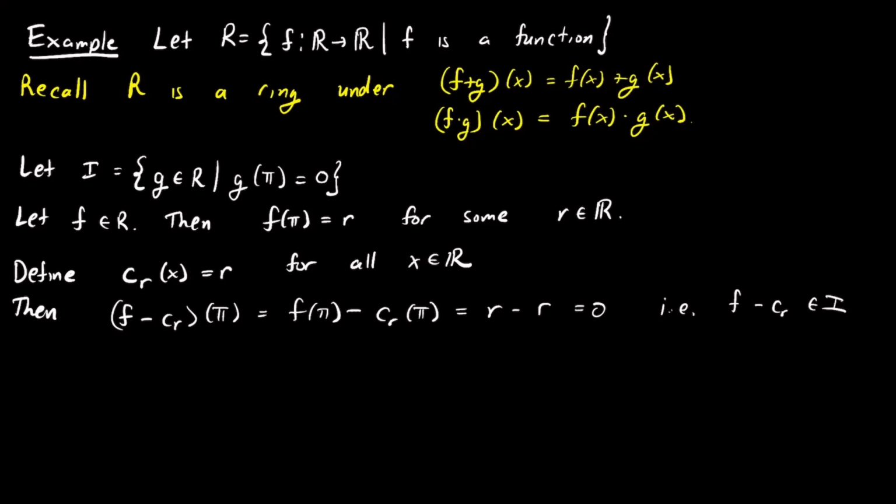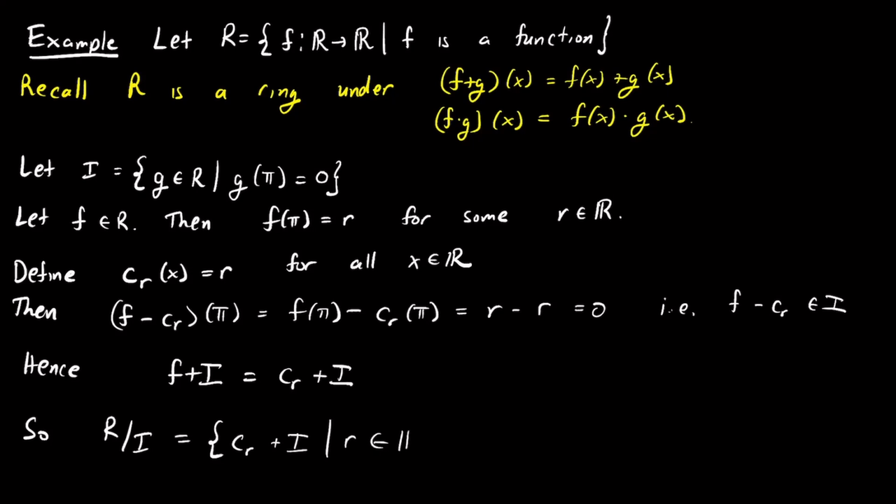The difference has pi as a root, so to speak, right? The function I get by subtracting them, when I plug pi into that, I get 0. So hence, I know that f plus I is equal to c sub r plus I. So the way to think about this is that this function f is being made equivalent to a constant function when I form R mod I. So when I look at the set R mod I, this is just going to be the set of all c sub r plus I, such that r is a real number.